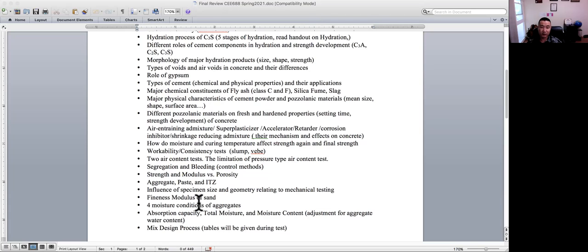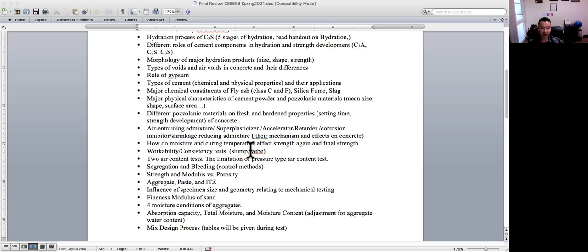And then fresh properties, workability, consistency. How we can test the consistency. So we use slump for normal concrete, we use the VB test for stiff concrete, and for SCC, we can use the slump flow cone.